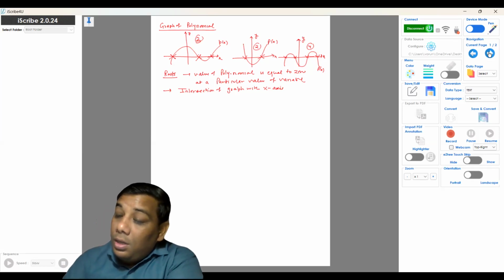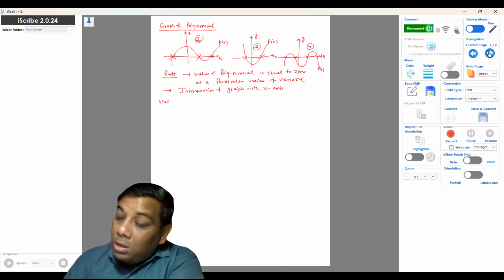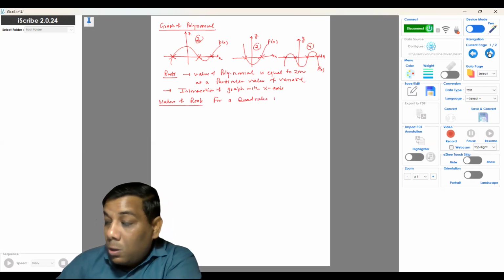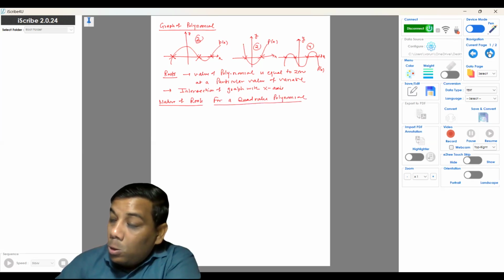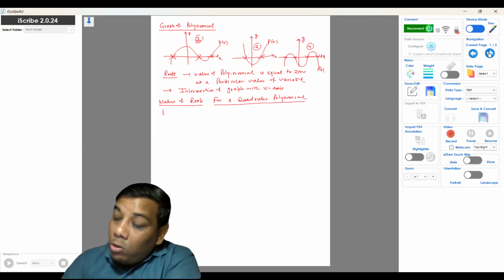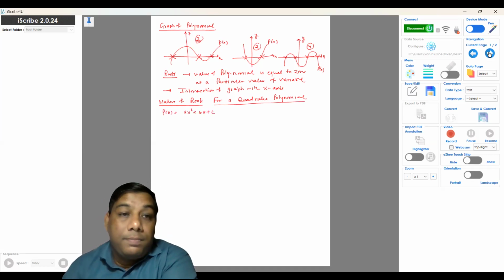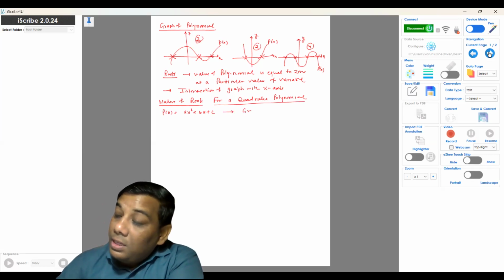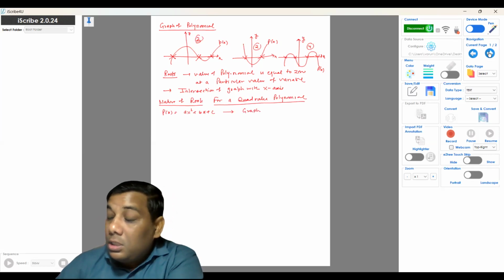Now, nature of the roots for a quadratic polynomial. A quadratic polynomial is of the type ax square plus bx plus c, and the graph of this type of polynomial is a parabola.